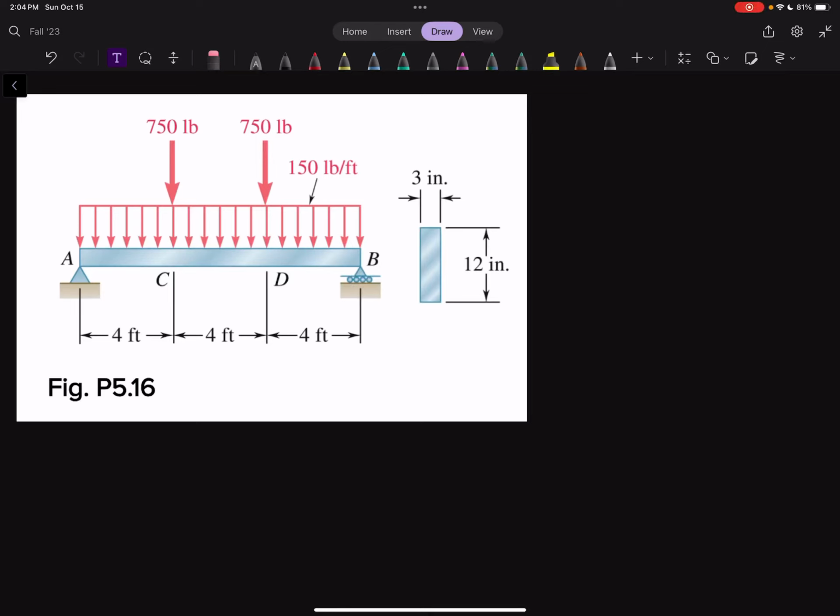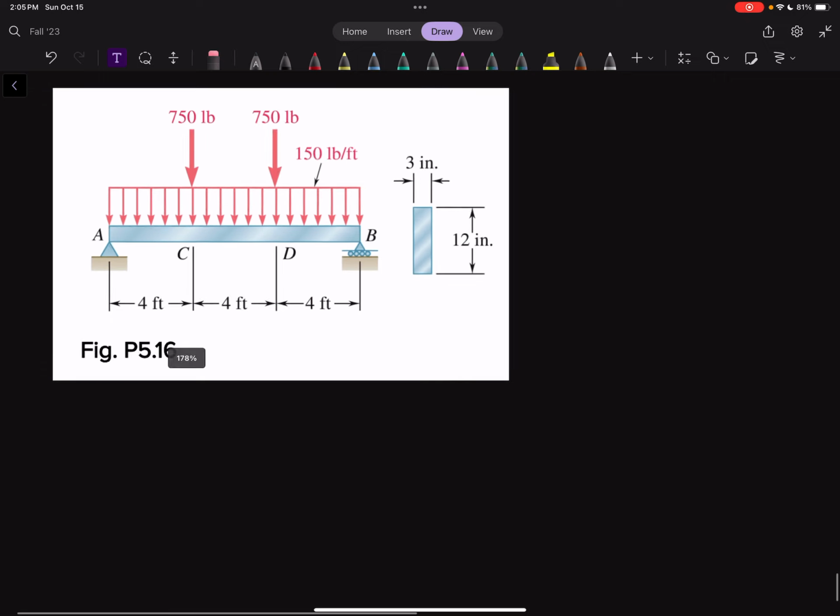Okay, I have a challenge for you. Here is a beam in bending, and we want to find the maximum stress. So pause the video and see if you can do it. Okay, I'm assuming you did that. So now let's do it together.